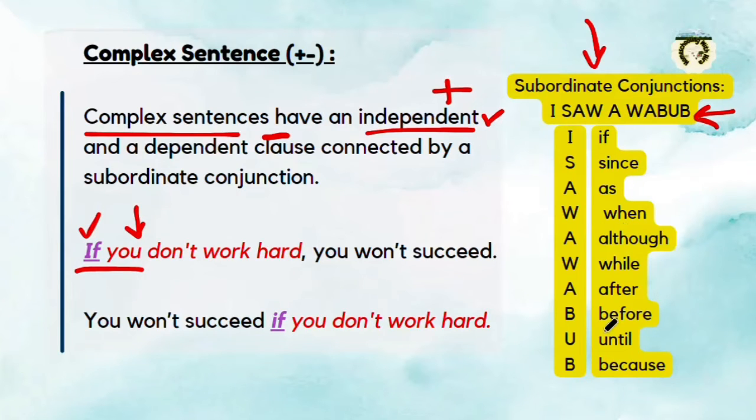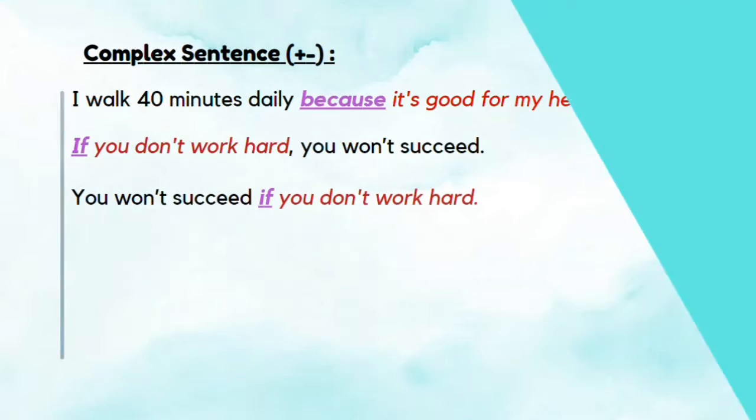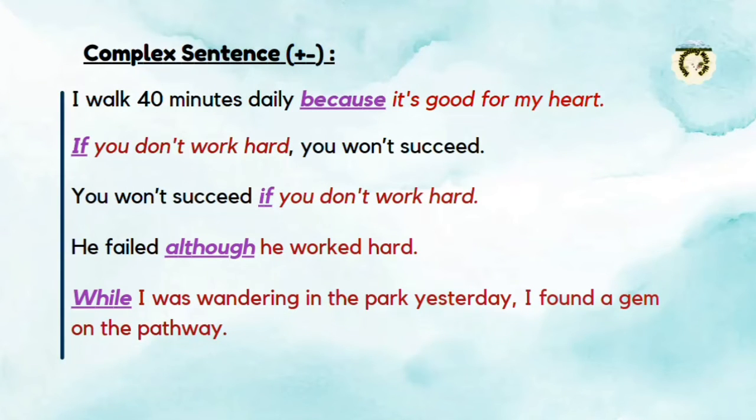Just remember, I saw a verb, and there you go. So you won't succeed, complete, independent clause. If you don't work hard, subordinate clause. And we need a conjunction to join these two. Done. Let's see some other examples of complex sentences.